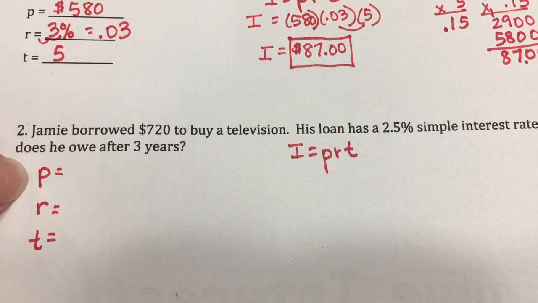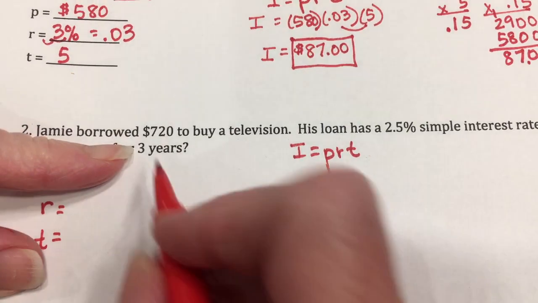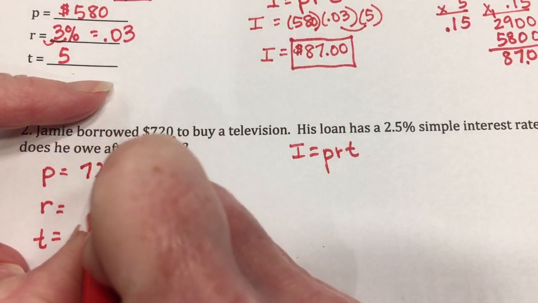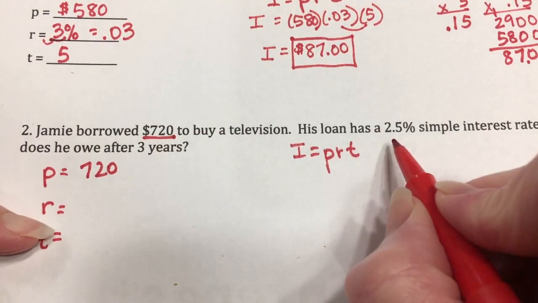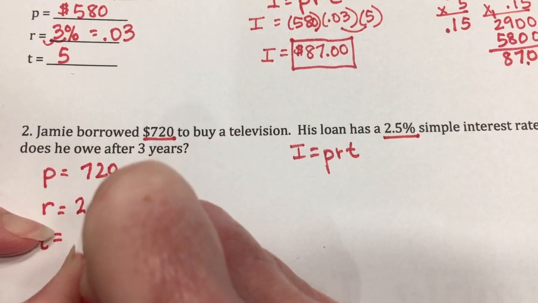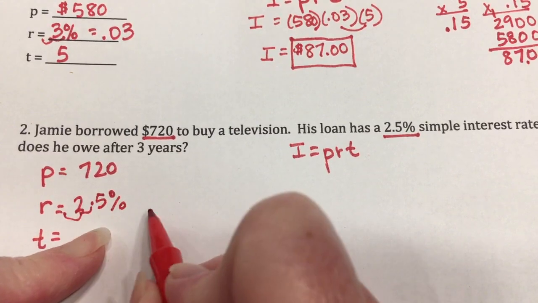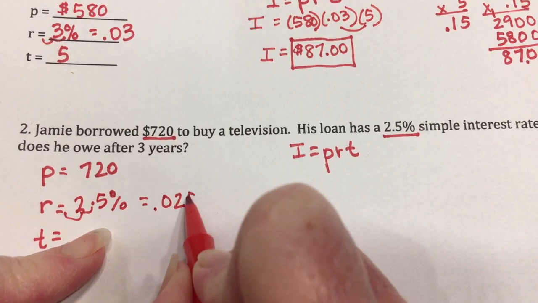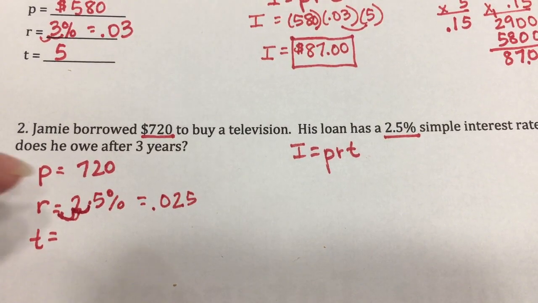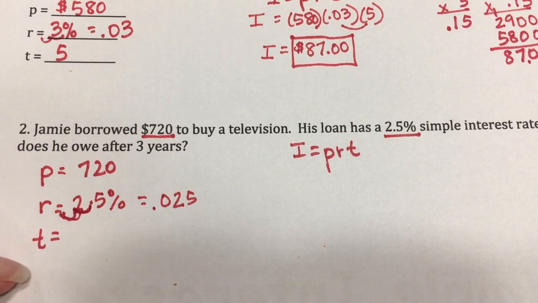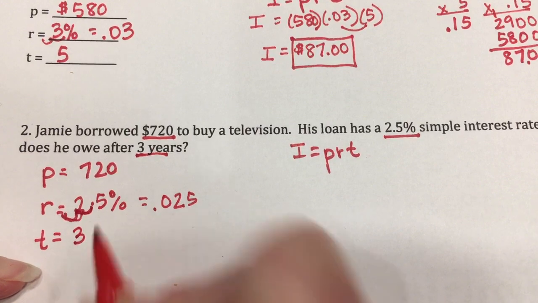Okay, so P is the principal. That's the amount you borrow or the amount you deposit in the bank. So since it says Jamie borrowed $720, that's going to be my principal. R stands for the rate, so I'm looking for an interest rate. And that would be this right here, 2.5%. So it's given as a percent, but I want to make sure I change it to a decimal. So I move my decimal over 2 places. That becomes 0.025. That was kind of a bad drawing. Okay, and then T is the time in years. So he borrows the money for 3 years, so T is going to be 3.